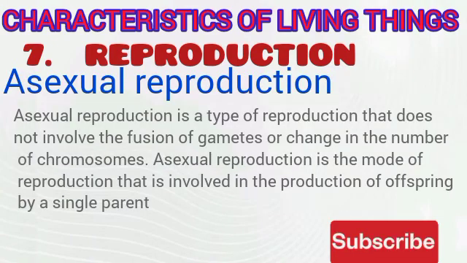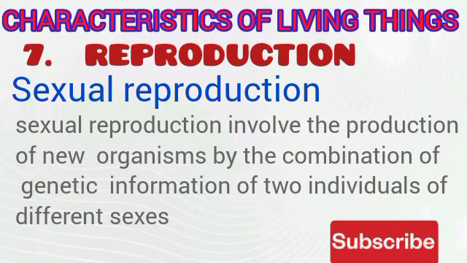Asexual reproduction does not involve the fusion of gametes or change the chromosome number. It's a kind of reproduction that is actually carried out by a single parent, while sexual reproduction involves the production of offspring by the combination of genetic material from two individuals of different sexes. From the human perspective, you can see a male individual can mate with a female individual, combining genetic material to produce offspring.